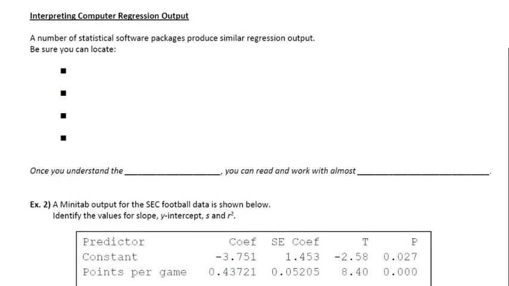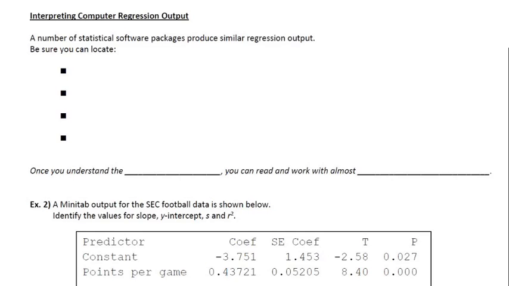This is 3.2, Day 4, Computer Output and Regression to the Mean. There's an SEC football example on the page before this one, but I'm going to leave that example to you, since you should have all the tools you need to solve it on your own. So we're going to start on this page with interpreting computer regression output.